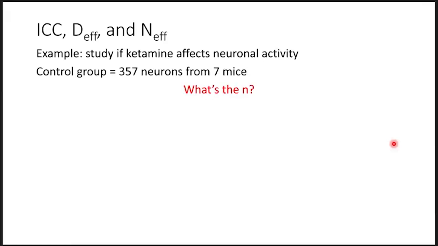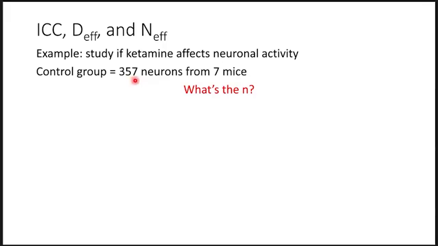This slide is a little bit of a bonus, but I'm just going to show that there's also a mathematical way to capture how much dependence is in the clustering. Let's say we have a group with 357 neurons, which come from 7 different mice. What's my n? Obviously it's not 7, because I have 357 neurons, so it's more than 7.